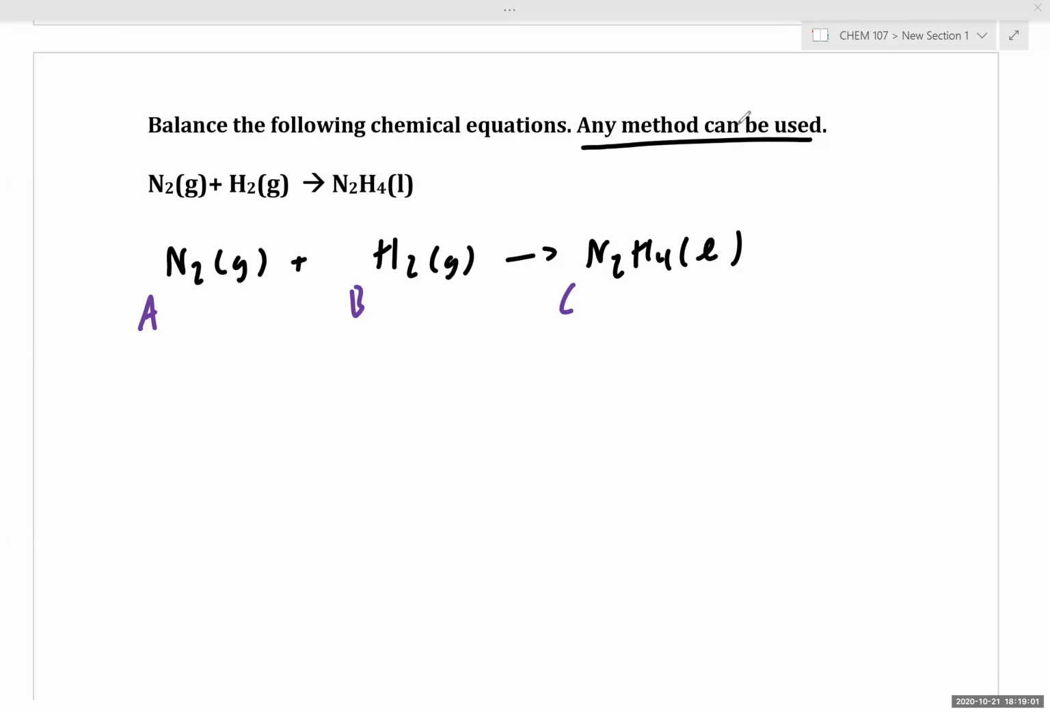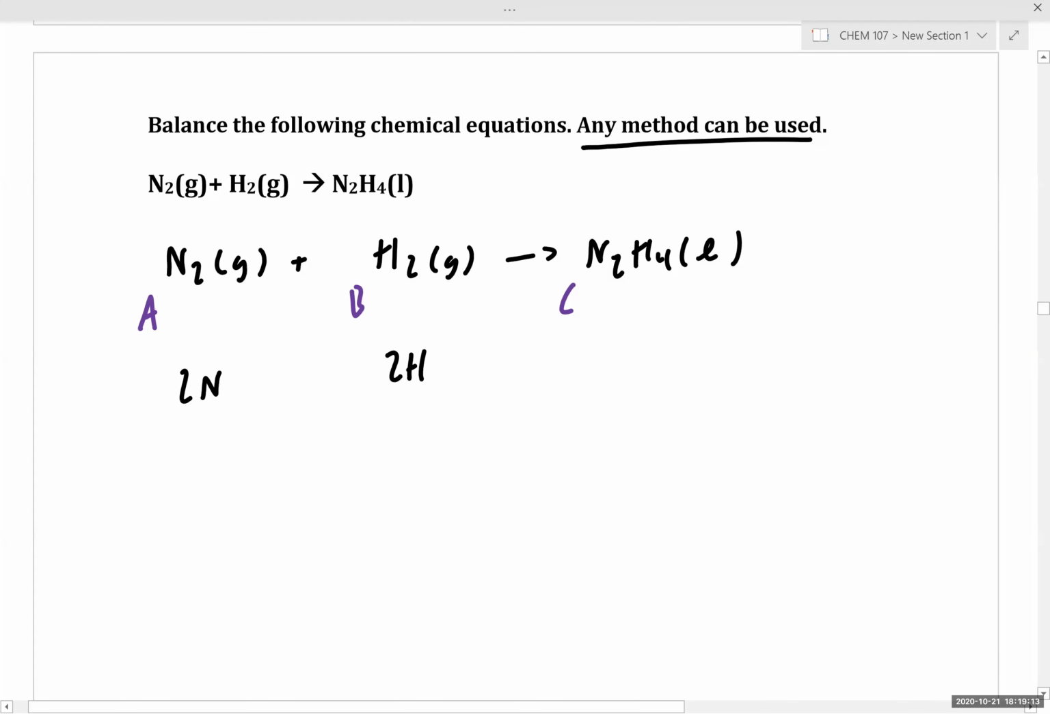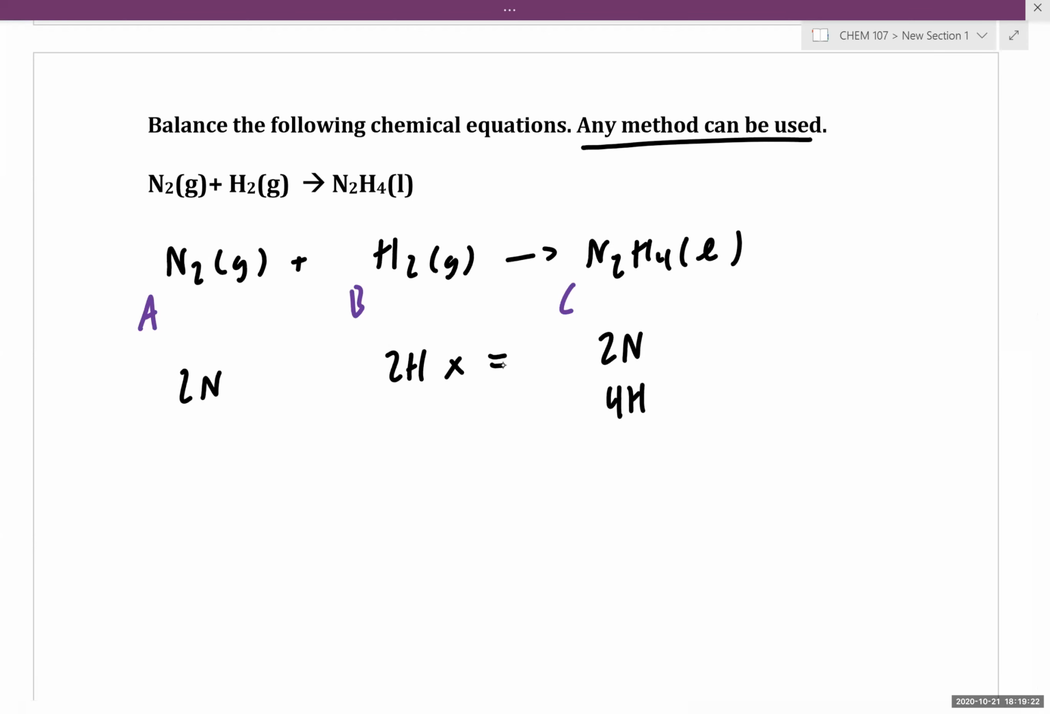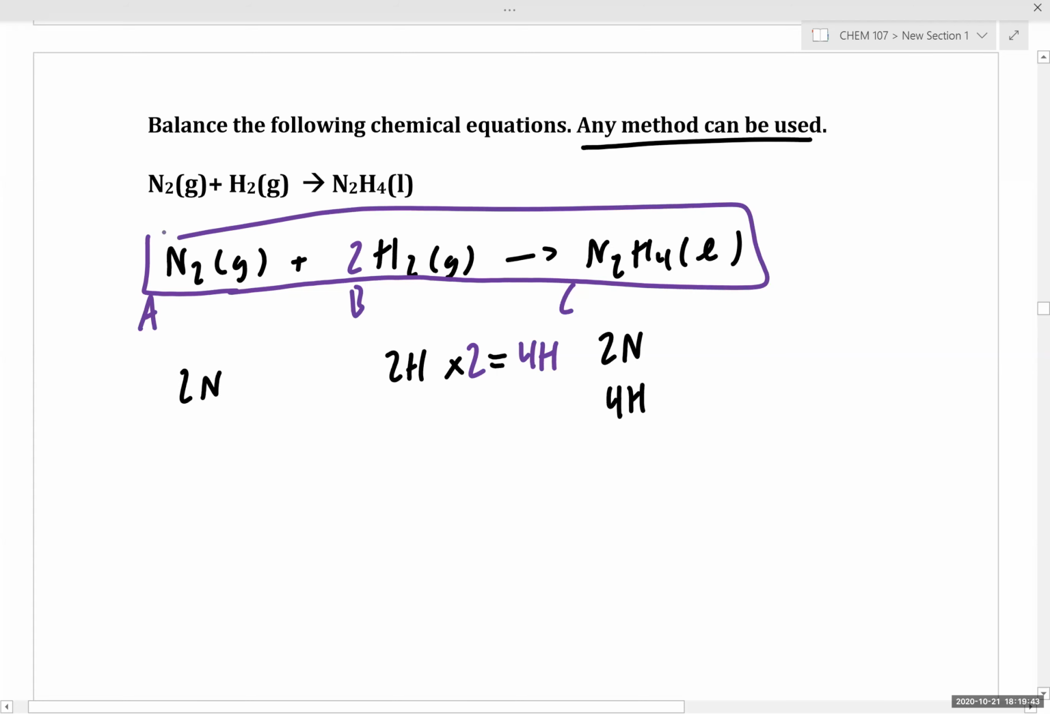Okay, so let's discuss this example. So in our counts, we have 2 nitrogens and 2 hydrogens on the left. And we have 2 nitrogens and 4 hydrogens on the right. In order to balance hydrogen, we need to guess a coefficient. So 2 times what would give us 4? What coefficient do we need for H2? 2. Yep, exactly. Because 2 times 2 gives us 4. And now we have our complete balanced chemical equation.